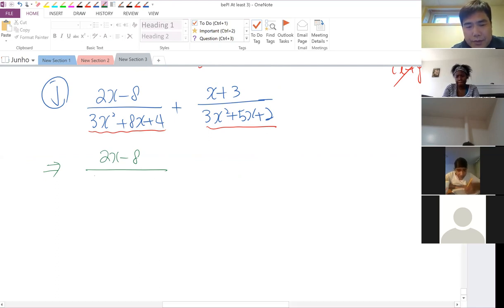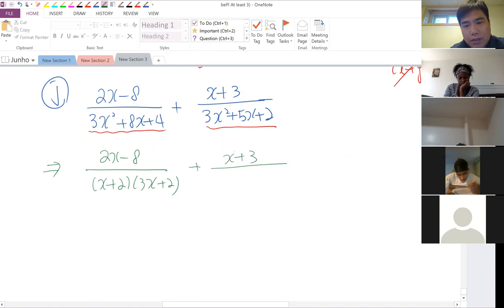You said you're factoring the denominator? Yes. So this becomes what? X plus 2, 3x plus 2. Okay. So anyway, after copying the answer, I'm going to wait for you. Please double check. You also get exactly the same factor. Otherwise, something is wrong, right?